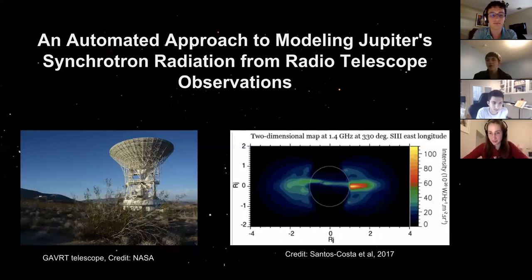This is an automated approach to modeling Jupiter synchrotron radiation from radio telescope observations. Seen in the image at right, we have Jupiter's magnetosphere. Synchrotron radiation is a phenomenon caused by charged particles, in Jupiter's case, metallic hydrogen, following a curved orbit, usually due to the presence of a magnetic field.